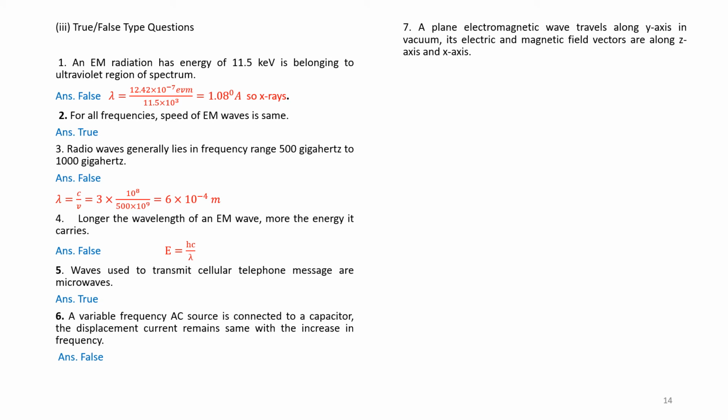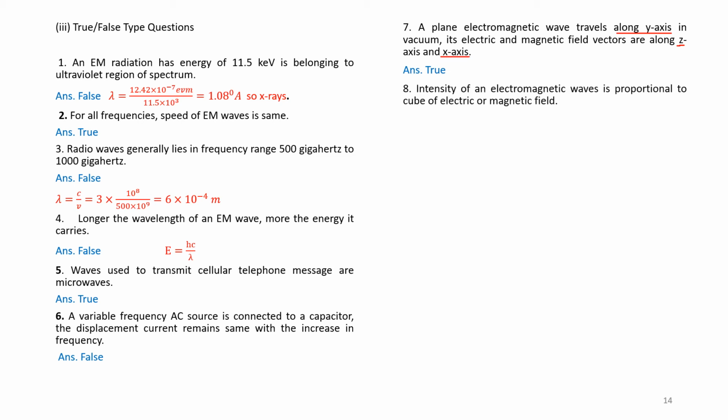Question number 7. A plane electromagnetic wave travels along the y-axis in vacuum. Its electric and magnetic field vectors are along the z-axis and x-axis. True. I stand corrected, it is true, because here you see the wave is traveling along the y-axis and the electric and magnetic fields are along the z and x axes respectively. Hence it is true.